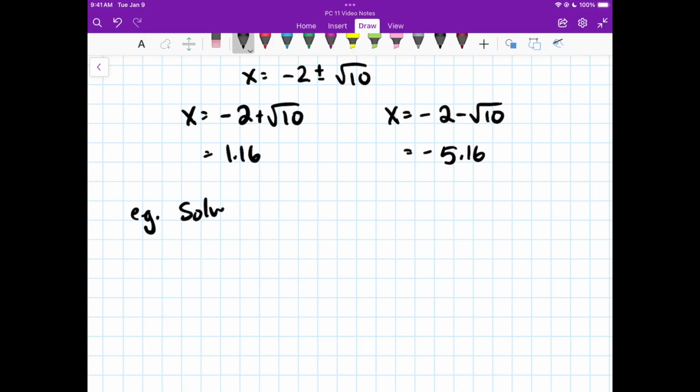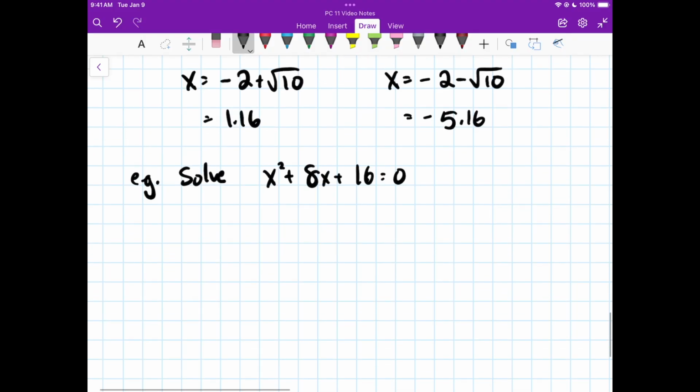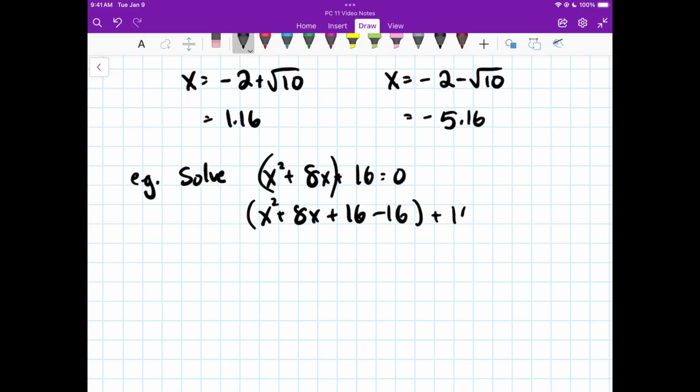So let's say we wanted to solve x² + 8x + 16 = 0. So you're going to go through your process of completing the square again. So we put some brackets up. We divide by 2 and square. So 8 divided by 2 is 4, and 4 squared is 16. So we get x² + 8x + 16 - 16. And then we still have that plus 16 outside of the brackets.